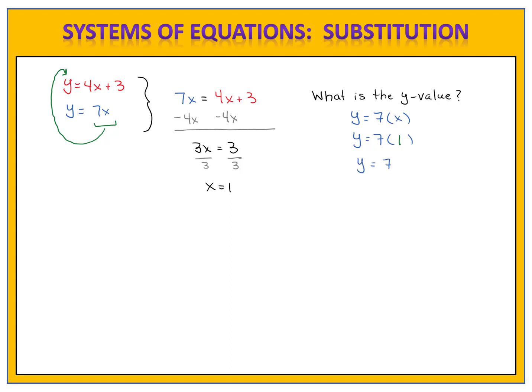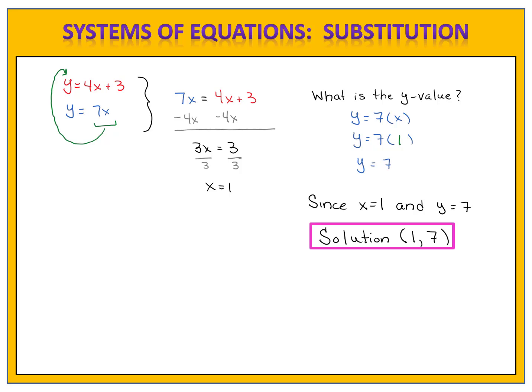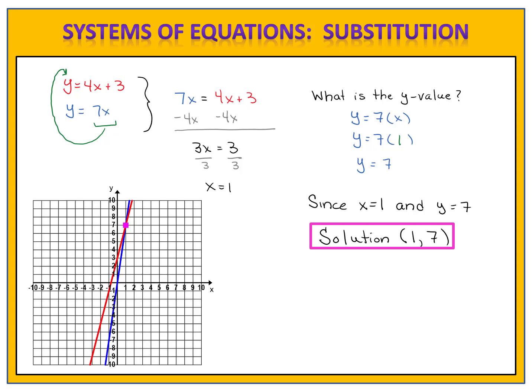That's the y value. Since x equals 1 and y equals 7, the solution to the system is the point 1, 7. Remember what that means. When x is 1 and y is 7, both equations will be true at the same time. If we were to look at the graph of each of those lines, we would see that those two lines intersect at the point 1, 7. And so substitution is really just another way to determine where two lines intersect without actually having to graph them.